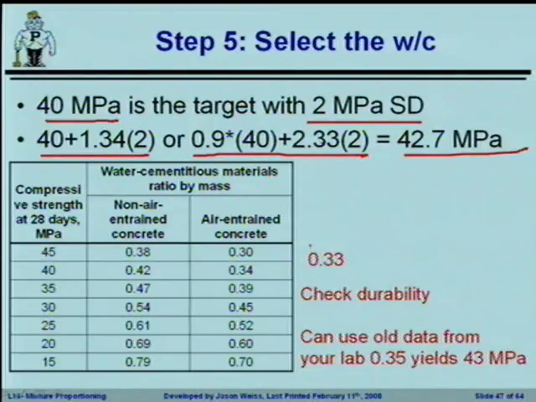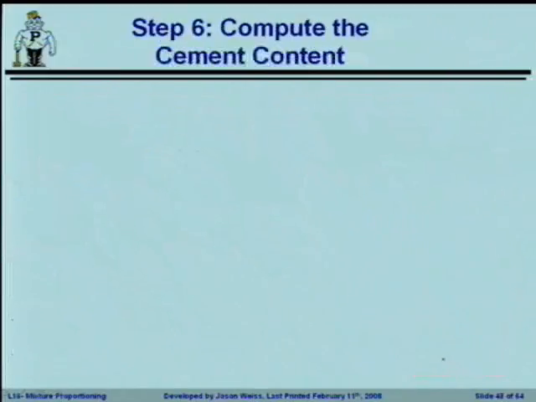Now here, what I've also thrown in is that you may make adjustments depending upon some of the old data that you've got using similar aggregates or similar mixtures. In your old lab, you found out that 0.35 water to cement ratio yields a 43 MPa concrete. You might use 0.35 here because you're after a 43 megapascal concrete.